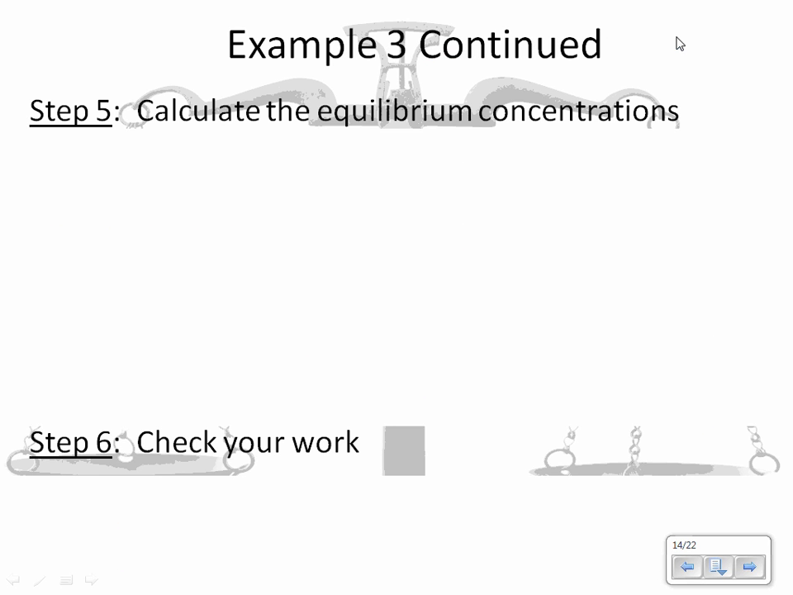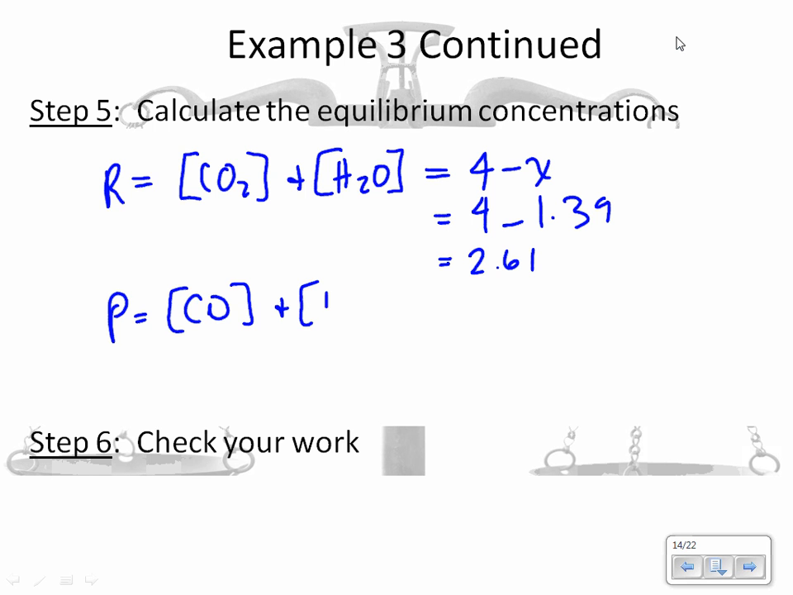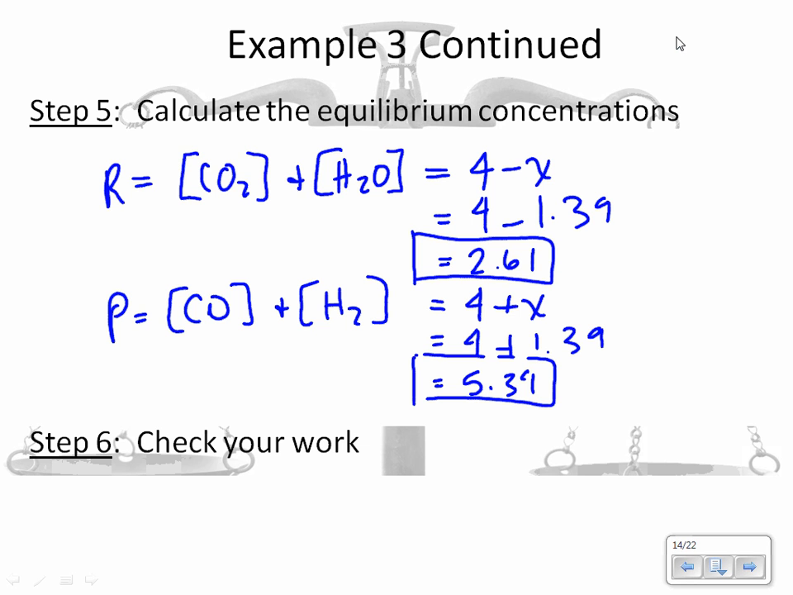So if I go through step 5, now I can actually calculate the equilibrium concentrations. For my reactants, I have carbon monoxide and water. Sorry, CO2 and H2O. My concentration of CO2 and my concentration of H2O is basically 4 minus x, which is 4 minus 1.39, which equals 2.61. My products are CO and H2, and in this case it's going to be 4 plus x, which is 4 plus 1.39, or 5.39. So those are my final concentrations of my reactants and products. Question done.